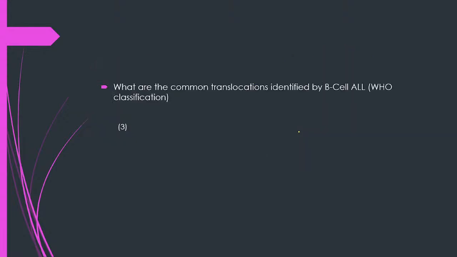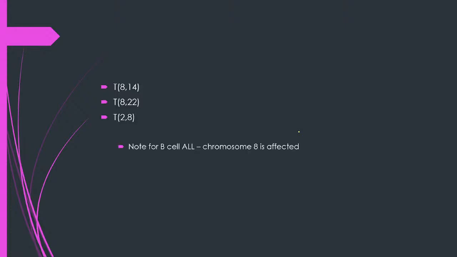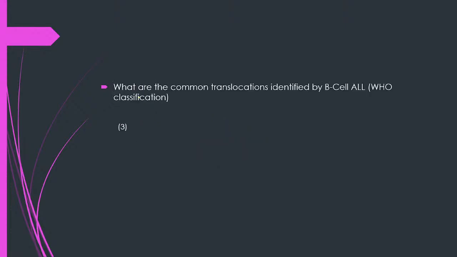All right. Now, classification. What are the common translocations identified in B cell ALL? There are three. Note that the most common chromosome affected is chromosome 8. See, the most common one affected is chromosome 8. Why? T40, T814, 822, and 2 and 8. See, 8 is affected in B cell.